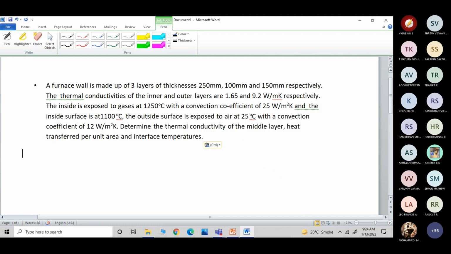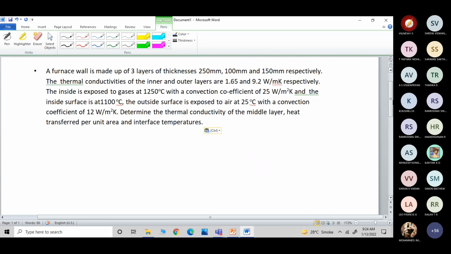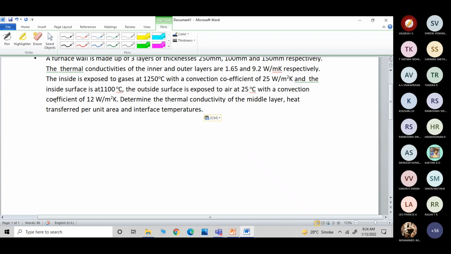Okay, so now one thermal conductivity is missing. Am I correct? Shall I solve this? Yes, sir. One thermal conductivity is missing.